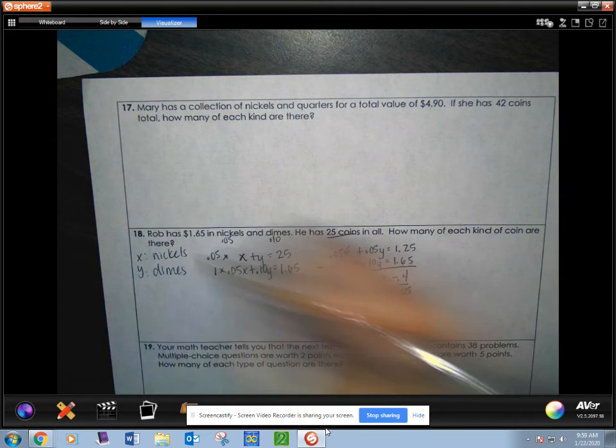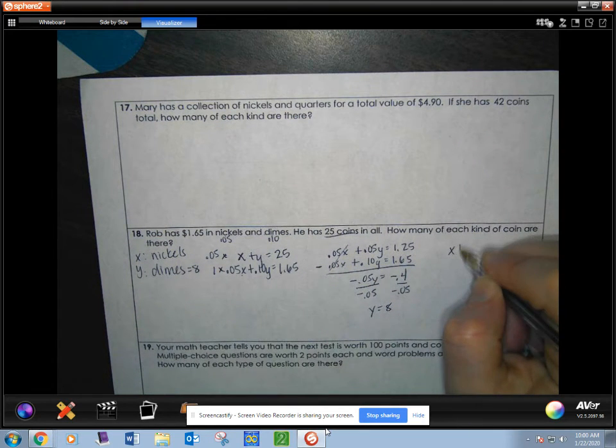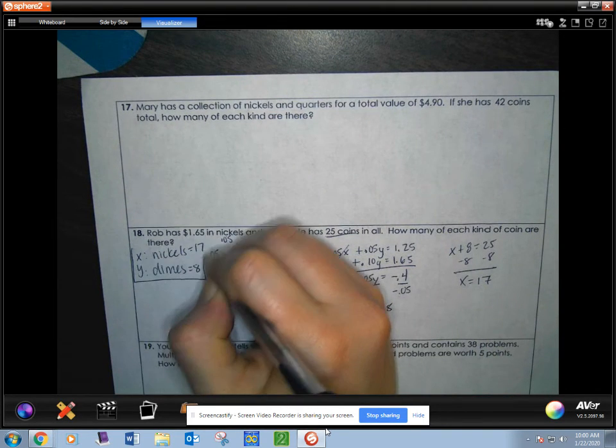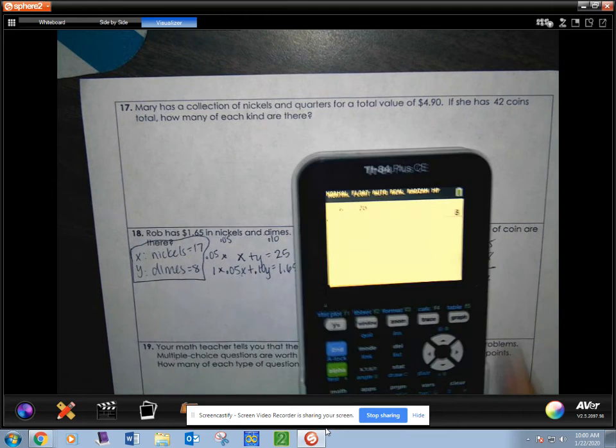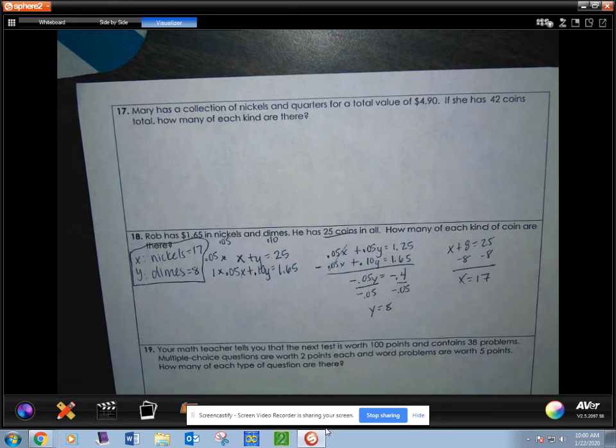Okay, I put an 8 in for y, and then I go back to the original equation. So x plus 8 equals 25. I'm going to subtract 8. When I subtract 8, I get 17. So I put a 17 in for nickels. If you wanted to check, you could do 0.05 times 17 plus 0.10 times 8, and we should get 165. Okay, one more example, and then you have a few on your own.